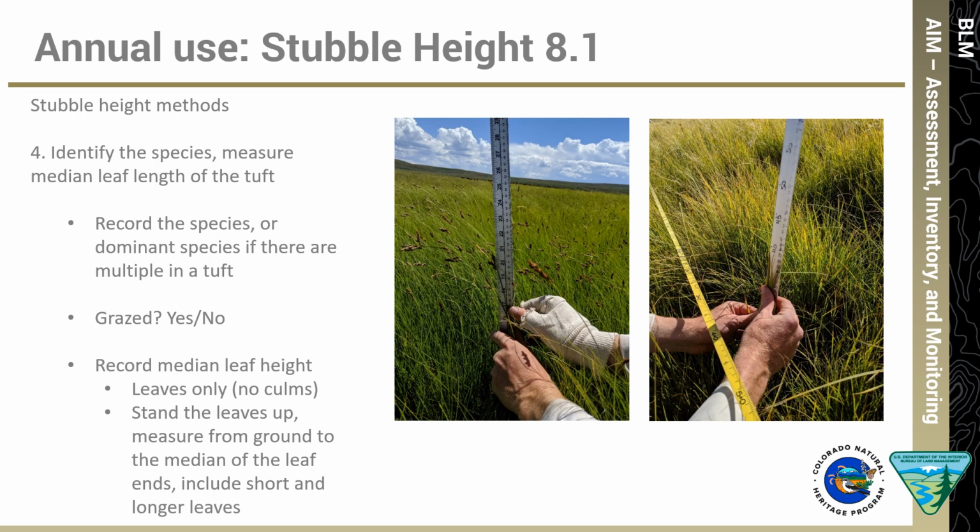All leaves, grazed or ungrazed, are measured from the ground surface to the top of the remaining leaves. All leaves within the tuft should be lifted to determine the length. Account for very short leaves as well as tall leaves.